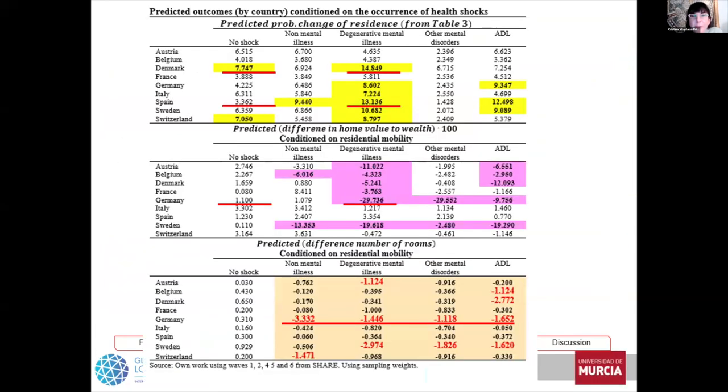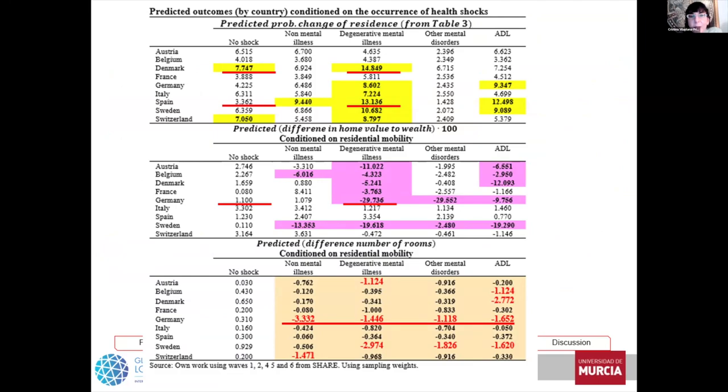Finally, the predicted probabilities. In the yellow panel, you observe the probability of having a change of residence. For example, in Denmark, without a health shock, 7%. With degenerative mental illness, almost 15%. In Spain, from 3% to 13%.